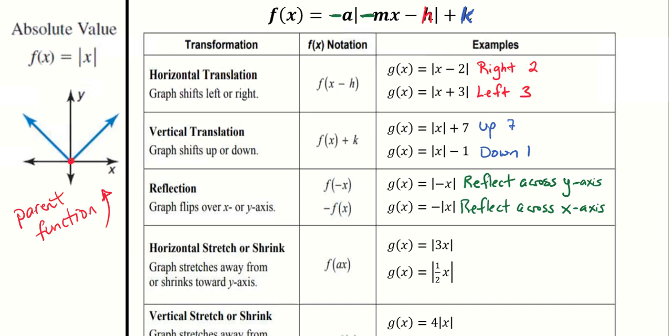When we have a number being multiplied by our x on the inside of our absolute value symbols, that's either going to stretch or shrink our graph horizontally. So think about pulling it away from the y-axis or squishing it towards it. So when that happens, we have a horizontal shrink when we're multiplying by a 3, and that's going to shrink our graph by a factor of 1/3.